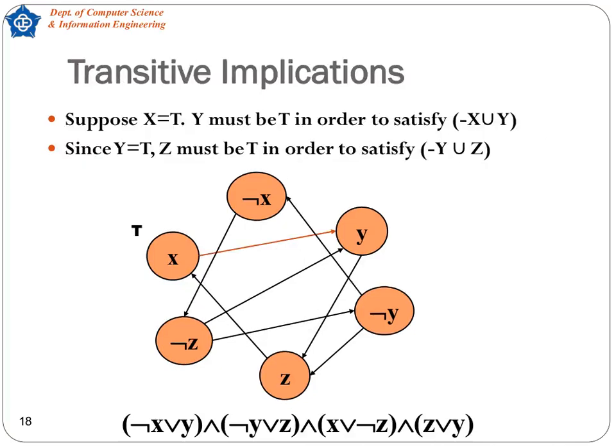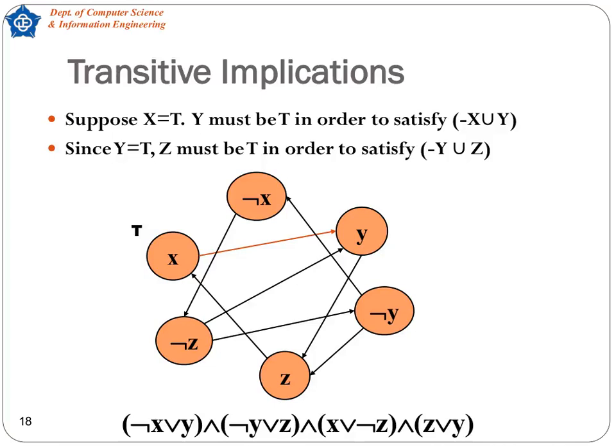Now that we've built our implication graph, let's see how a single choice can ripple through it. Imagine we set X to true. To satisfy the clause, not X or Y, Y must also be true. Then, because Y is true, the clause, not Y or Z, forces Z to be true as well.